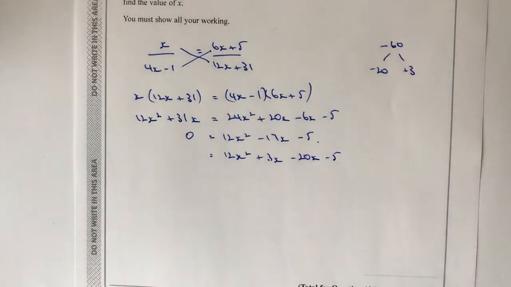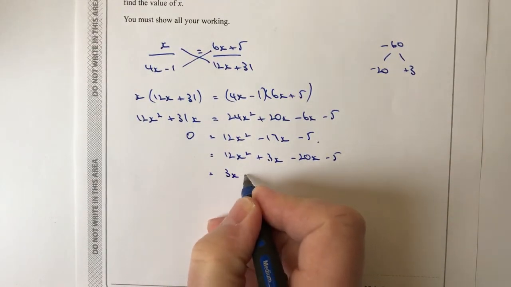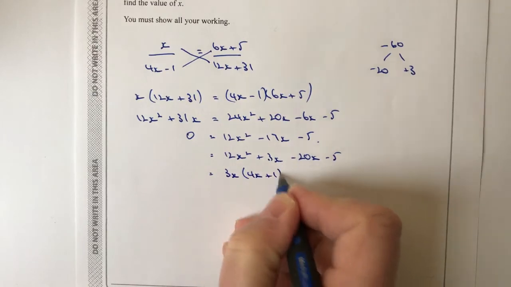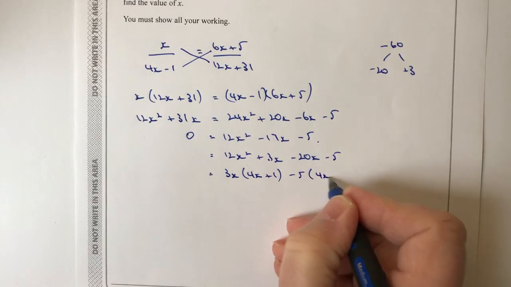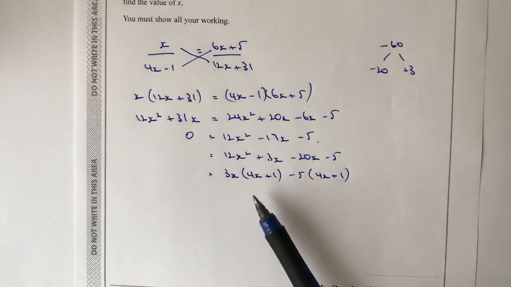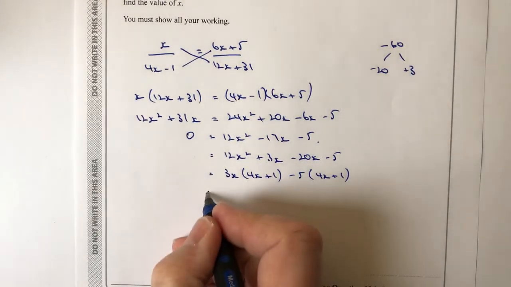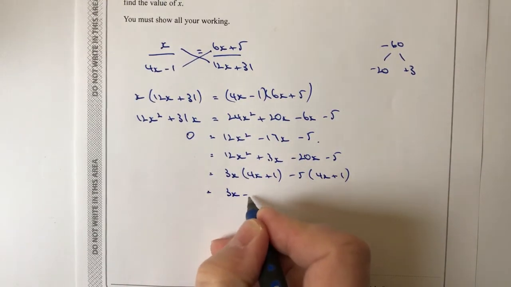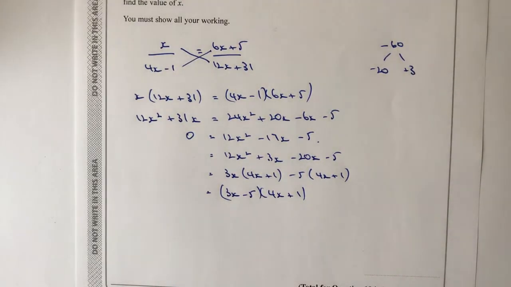The technique is that I factorize the first two terms and then the last two terms. The first two terms, I factorize by 3x, and I get 4x plus 1. If I factorize the last two by minus 5, I get 4x plus 1. What that allows me to do is take these as a common term and rewrite this as 3x minus 5 multiplied by 4x plus 1. Now, that all equals 0.